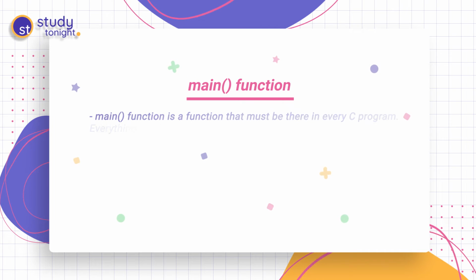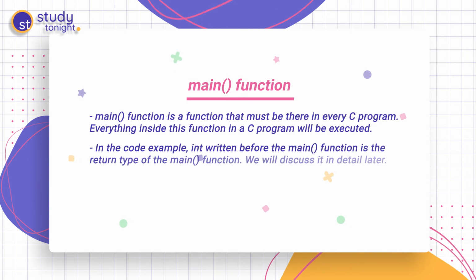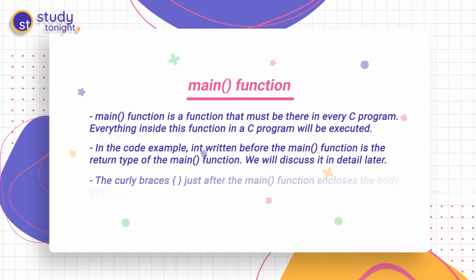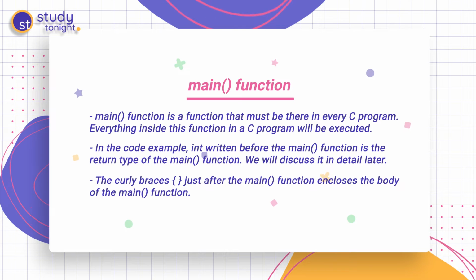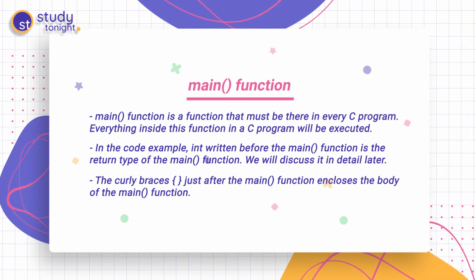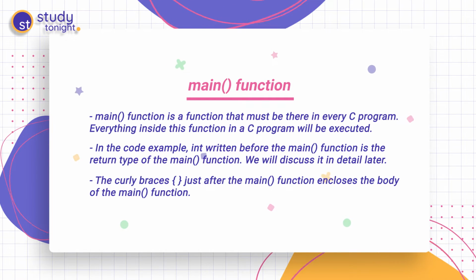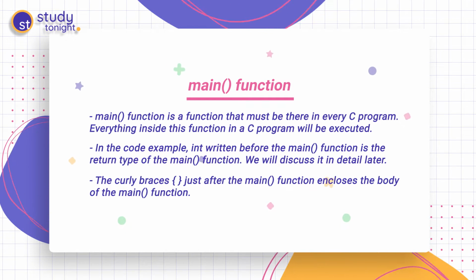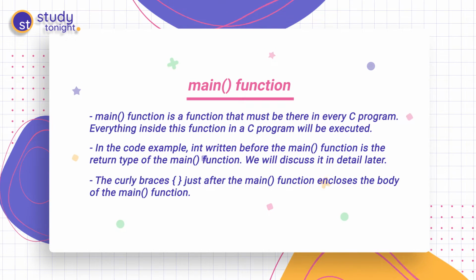Now, what is a main function? Main function is a function that must be there in every C program. Everything inside this function in a C program will be executed. In the above example, int written before the main function is the return type of the main function. Return type is specifying what the function is returning basically. It can be void also. We will discuss it in detail later.